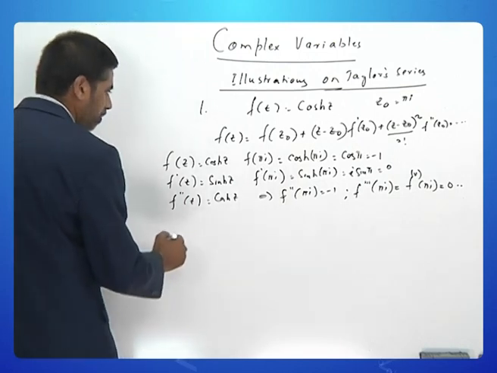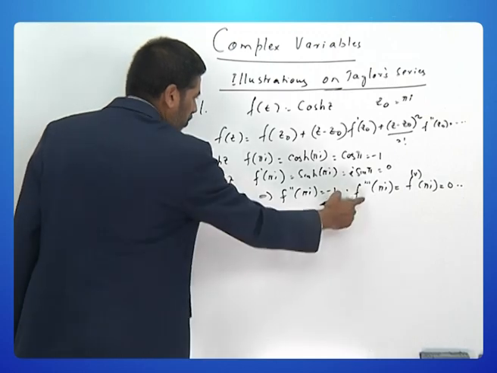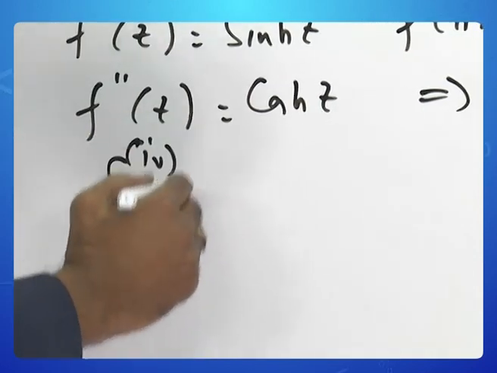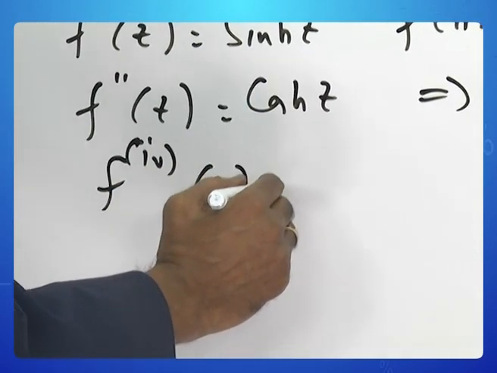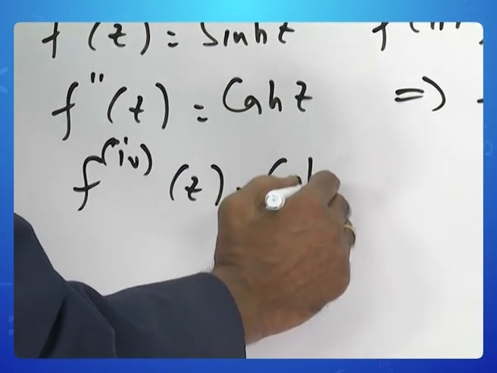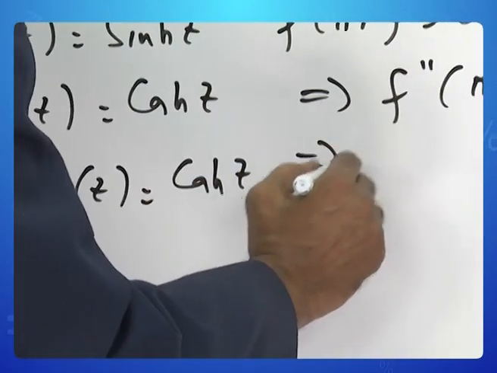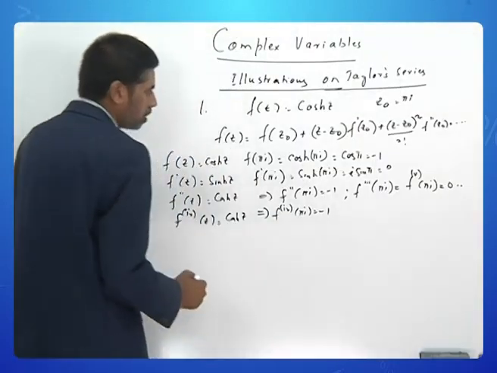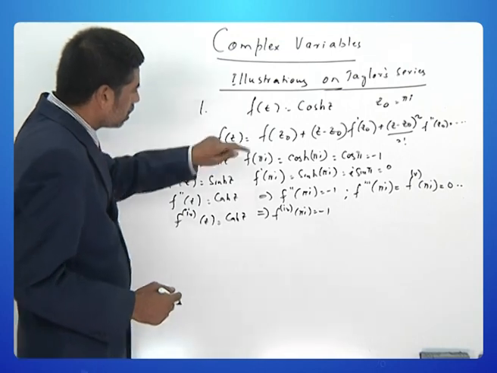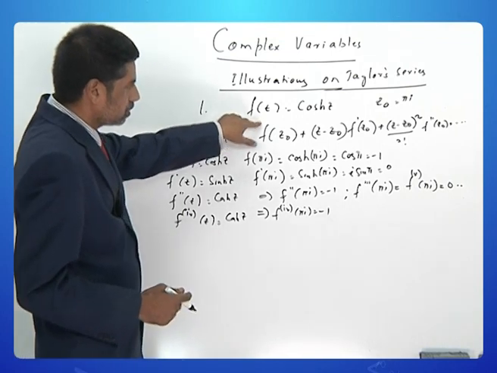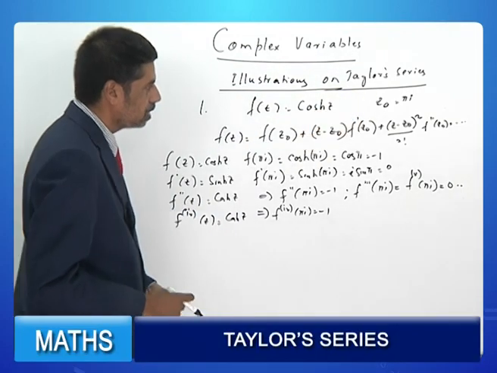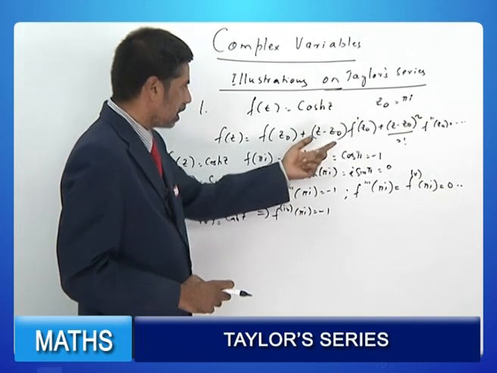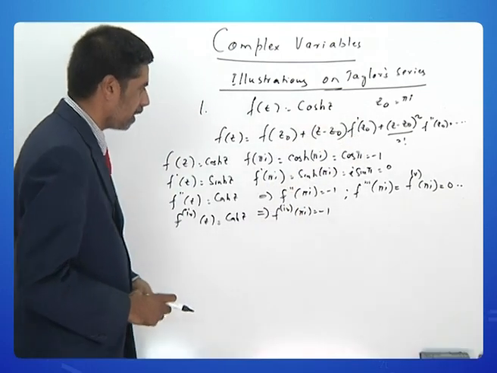And the fourth derivative will come from here. Fourth derivative will be again a repeat, cos hyperbolic z. So, the fourth derivative at pi I will be again minus 1. So, you can see that this first term, third term, fifth term and seventh term are all the non-zero terms. The even terms, wherever sin hyperbolic z appears, will all produce zeros at the point pi I.